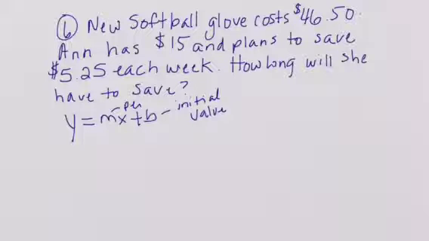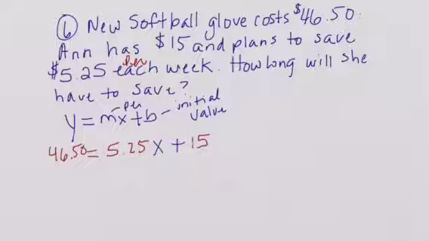So let's plug in our numbers. We can say that Anne is going to save $5.25 per week. So with that identified, we know that that's going to be our slope. So our m is going to be 5.25 x plus, she has $15. So the $15 is going to be our starting point. And then she needs $46.50.